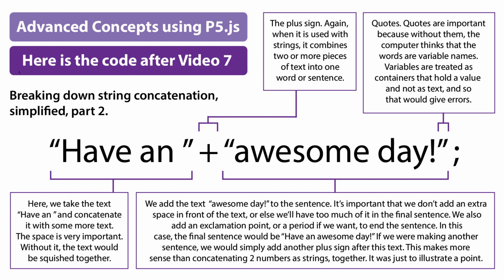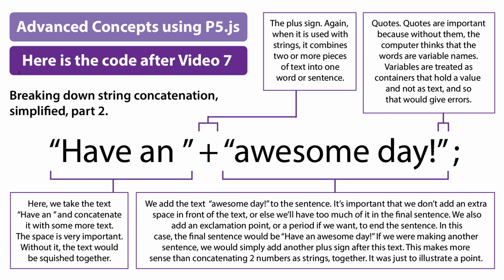Okay, so here we have some more strings. Here we have "an ", and then we add it to "awesome day!" with an exclamation point. What's happening here is that it's concatenating the two parts of the sentence into "have an awesome day". What's really important to note is that there's a space after the word "an", so that it gives some space between "an" and "awesome".